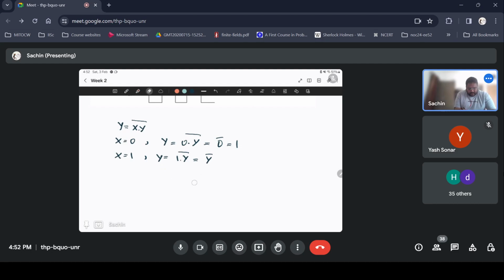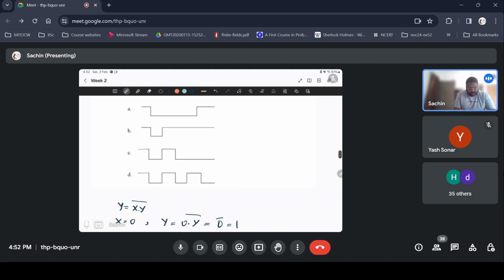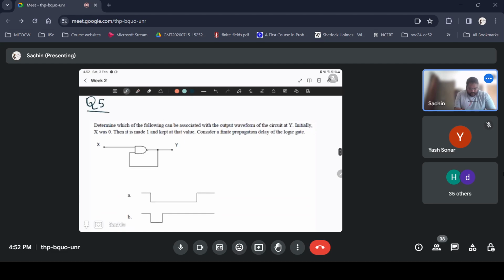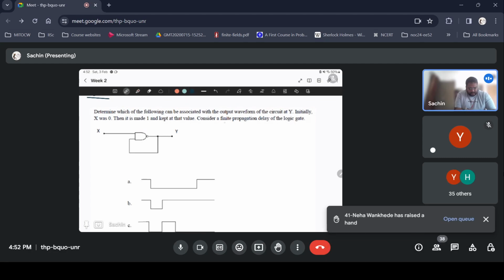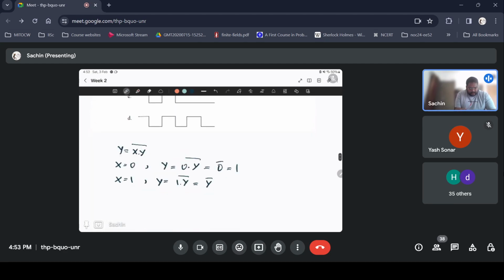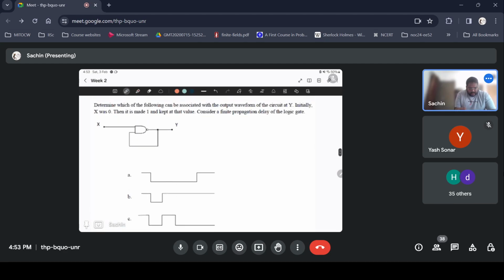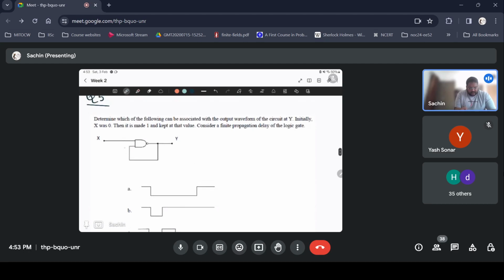But hopefully, since we are dealing with a circuit in real life, there will be a propagation delay in the gate. By propagation delay, what we mean is that if the input here, let's say it was initially 1, changes to 0, the changes in the output don't happen immediately. It will happen after some time.